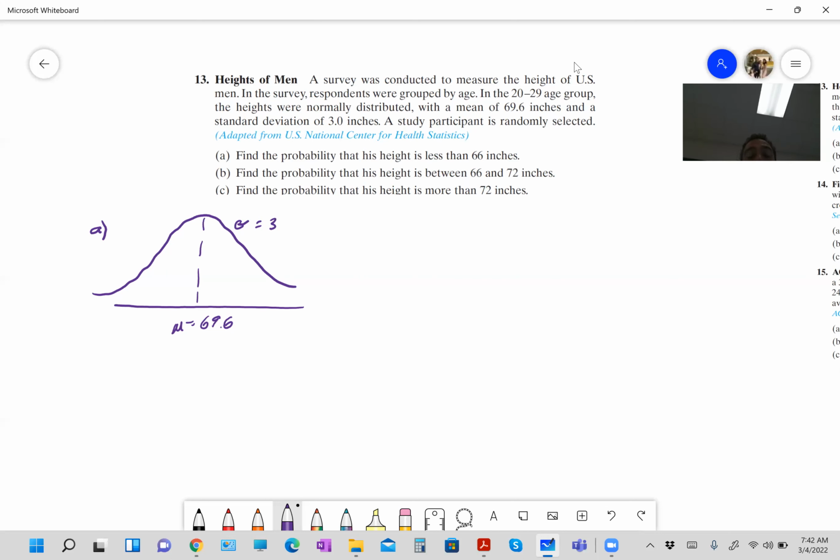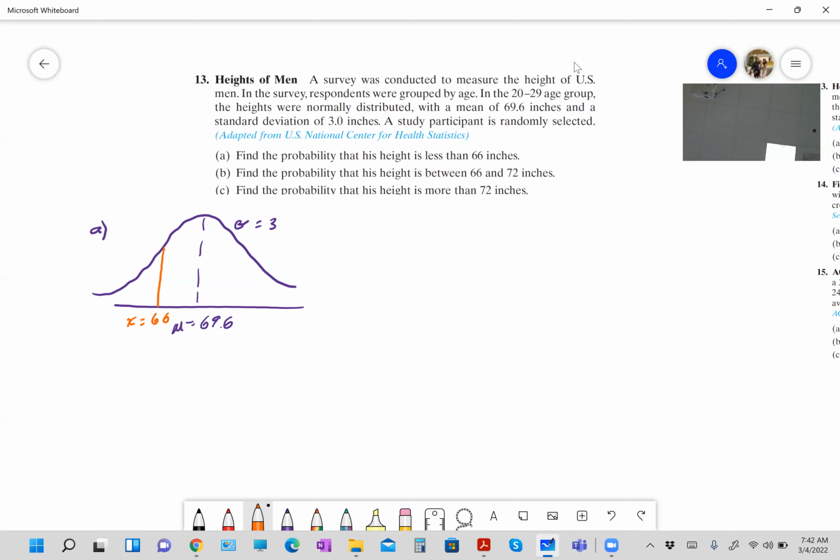All right, and so now it says, find the probability that his height is less than 66 inches. Where would you locate 66 inches? On the left of 69.6 or on the right of 69.6? And so we're just sketching. I don't know if this is an accurate representation, but something around there. So there's 66. Now I should zoom this out a little bit so you can see it. There we go. So that's our situation.